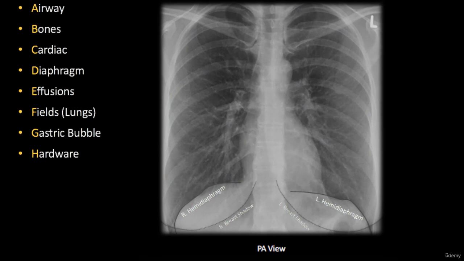The diaphragm is next to identify. The right and left domes of the diaphragm protrude upward, and normally the right one is a little bit higher than the left one. This is because of the big organ we have just under the right dome of the diaphragm, the liver, which pushes it a little bit up.